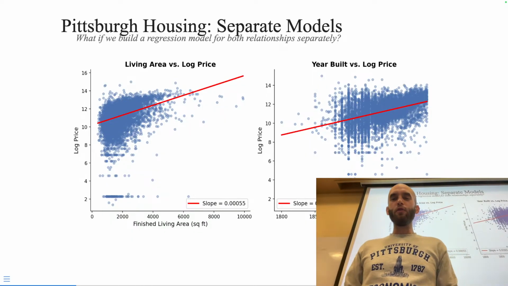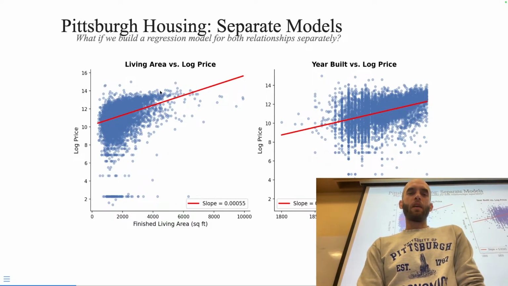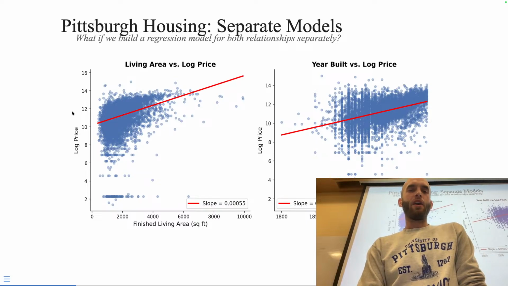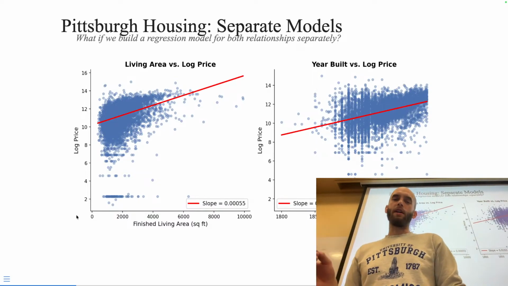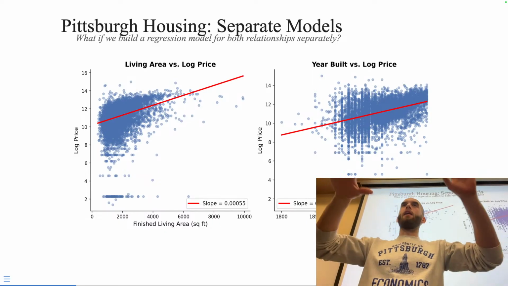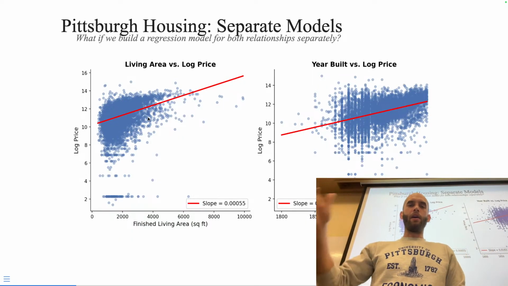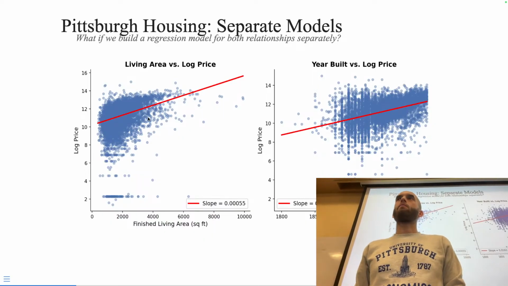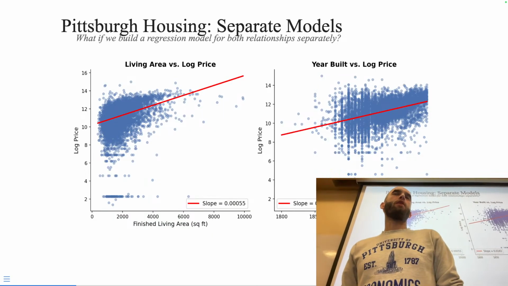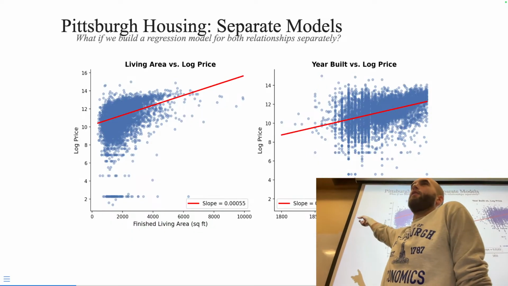So I have two variables here, and these are the two we're going to focus on most. The first one is finished living area. So on the horizontal axis, I have finished living area, and then on the vertical axis, I have log price. And then all I've done is built a very simple model, just drawing a line through the data. Before we talk about the second one, what do you all notice with this? What are your spidey senses saying to you about this first graph with finished living area?